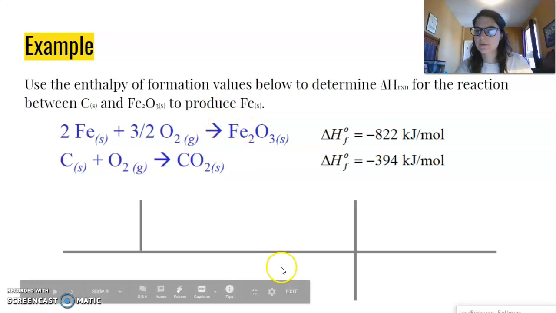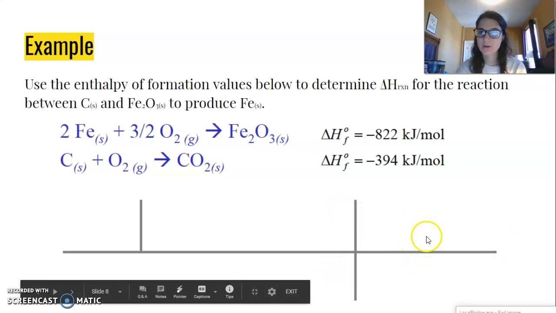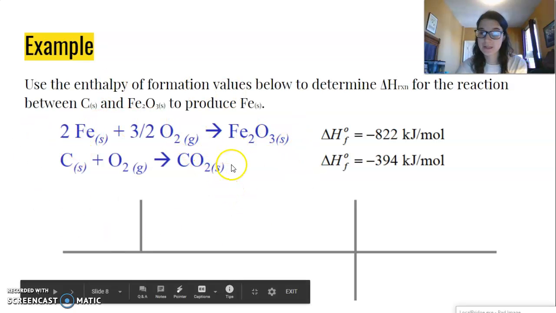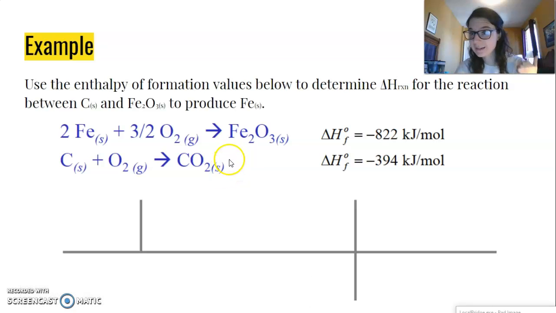So I like to kind of start from the end and then work my way there. So I'm going to write out a balanced equation for what I would expect to happen between carbon solid and iron 3 oxide. So carbon solid and iron 3 oxide are going to be my reactants. I know one product is going to be iron solid based on the information given here, but then I also need a product that has oxygen and carbon. And based on this information, CO2 would be a fine candidate for that because it has both carbon and oxygen.